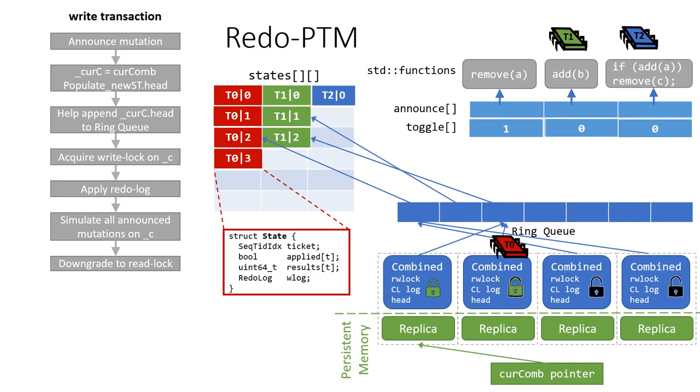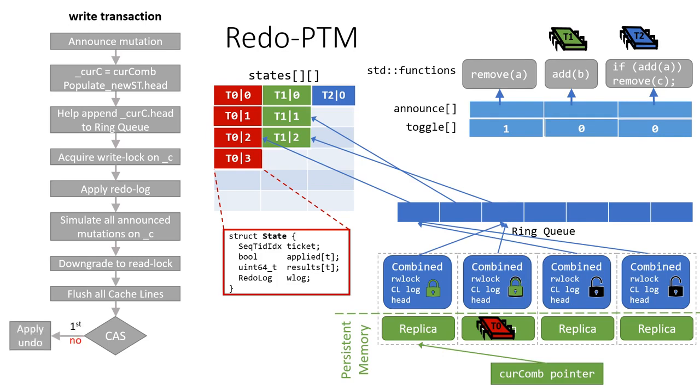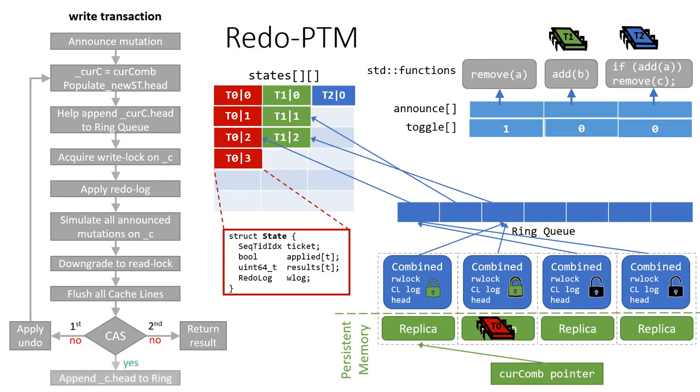It will then downgrade the Combined write lock to a read lock and flush all the cache lines that were modified on the replica. The last step is to do a compare-and-swap on the curComb pointer. If it's not successful, it will have to apply the undo log to revert those changes, flush them, and then restart everything. If it fails for the second time already, then it can simply return its result because it knows that its result is ready, it has been made by some other thread. And if it's successful, then now the curComb is pointing to its own replica and its operation is ready.